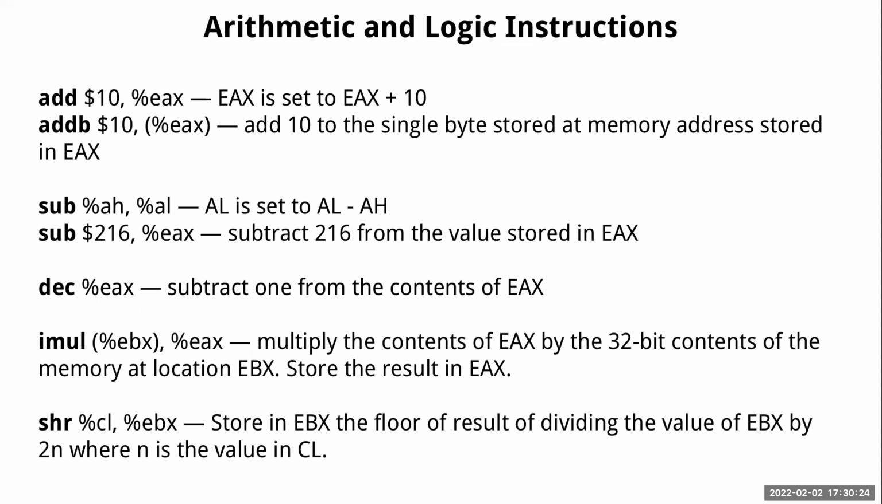There is multiply. There is shift right. So this one is shift EBX right by CL bits. If CL is 1, then we're shifting EBX right 1 bit, so it's kind of like dividing by 2. If CL is 2, then we're dividing by 4. Those are the arithmetic instructions.